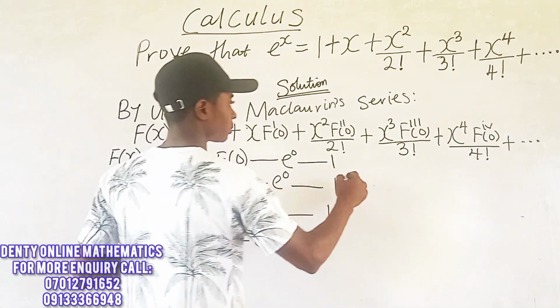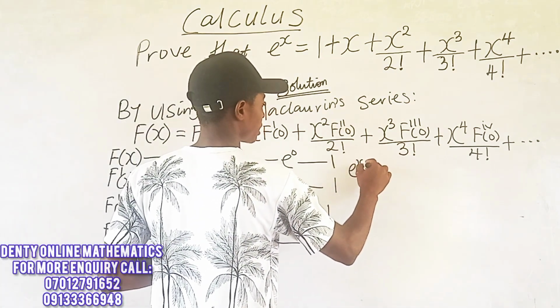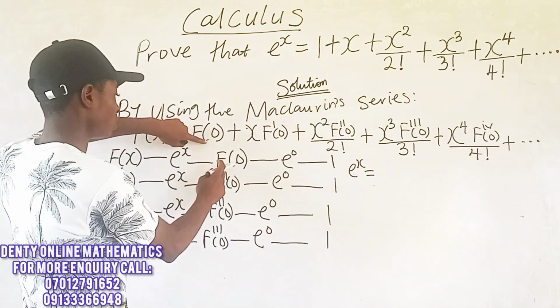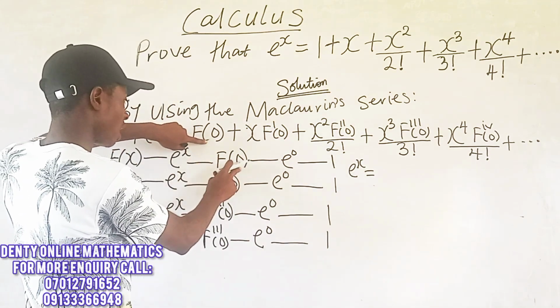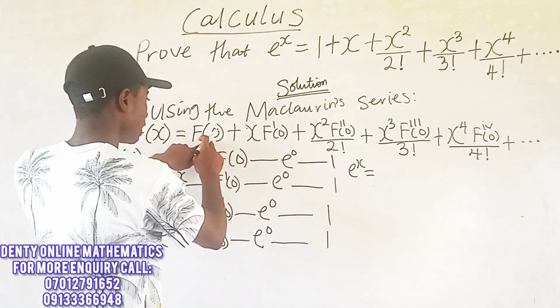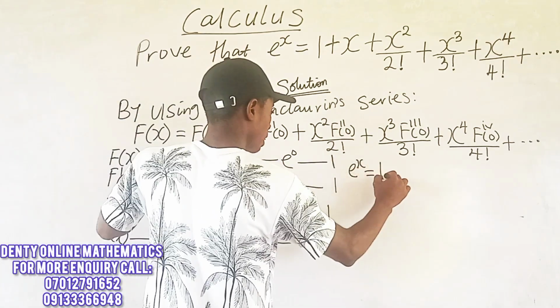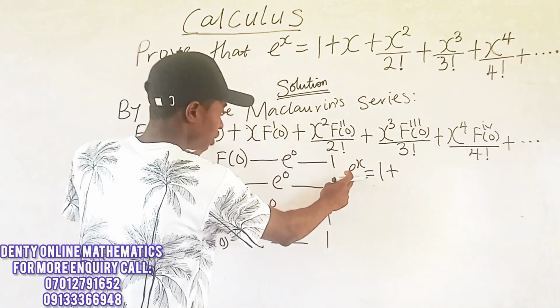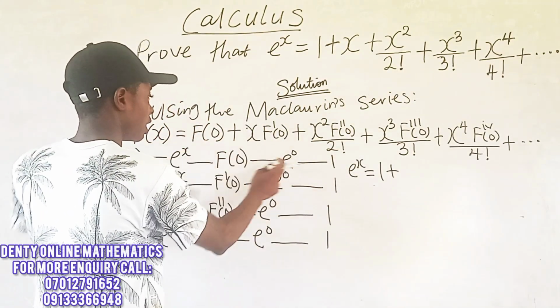Let's bring it out now. Exponential x is equal to f of 0. Where is f of 0? This is f of 0. And what is the value of f of 0? 1. So you bring it out. F of 0 is 1. Plus the function f of x is exponential x. You get it? Which is equal to f of 0, which here is 1.